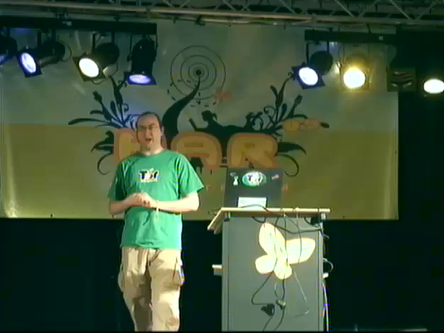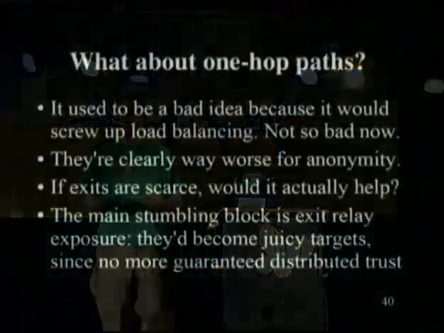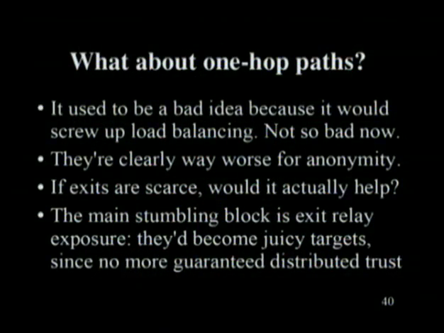What about one-hop paths? I talk to a lot of people who really want Tor to be fast, and they say, well, I want Tor to be fast for me, and I don't care about that anonymity stuff, so I just want to use one-hop. I just want to go from me to the exit relay and out. And, I mean, won't that be better for everybody? You'll be loading the network less, I'll get more speed.